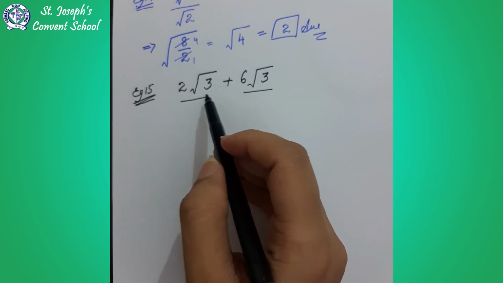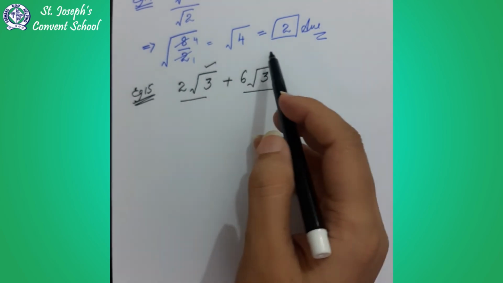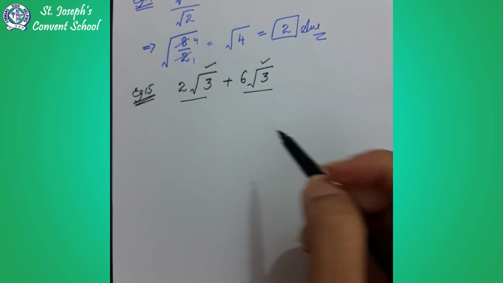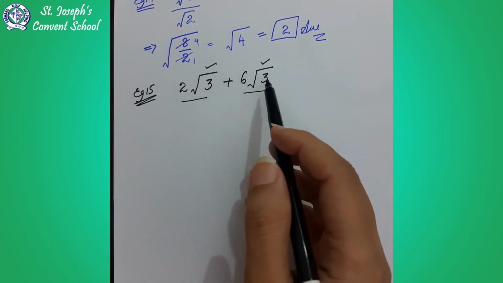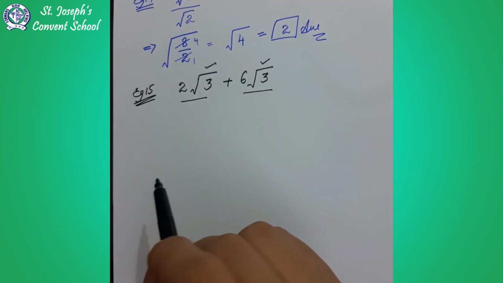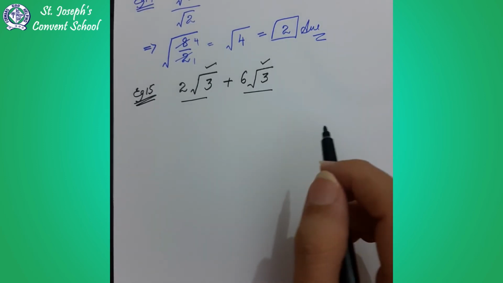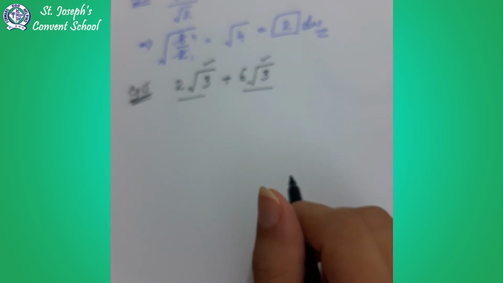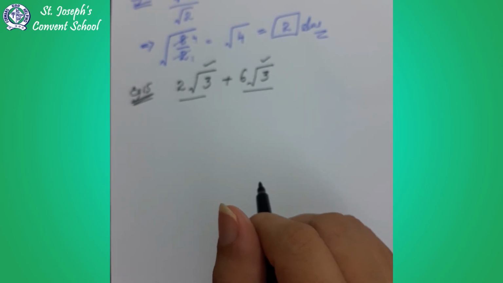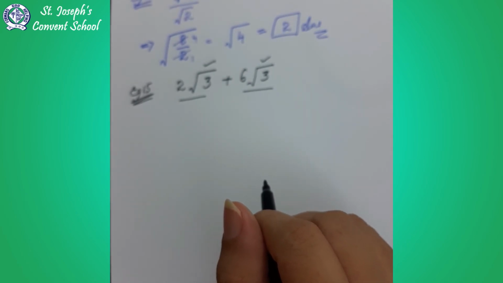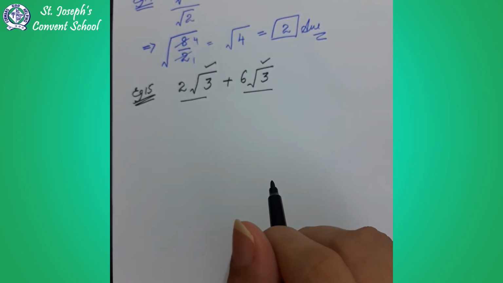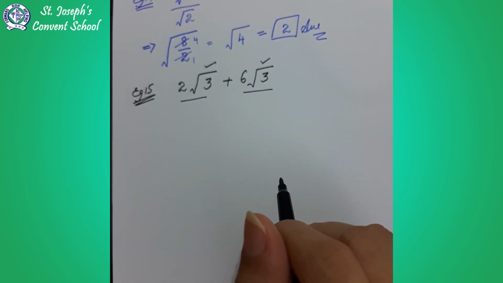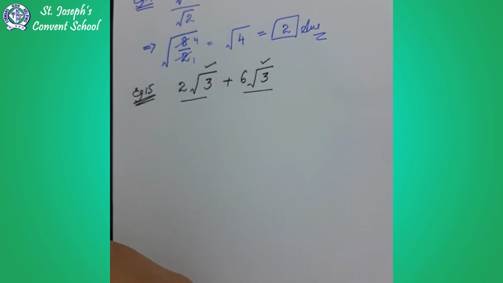You have to check that this root 3 and root 3 are both the same. If they are not the same, you cannot add or subtract. Remember this: if the root is not the same, you cannot add or subtract the root terms. It is necessary for addition and subtraction that the root should be the same. If it is not the same, then you cannot solve it. Okay, let's solve this question.